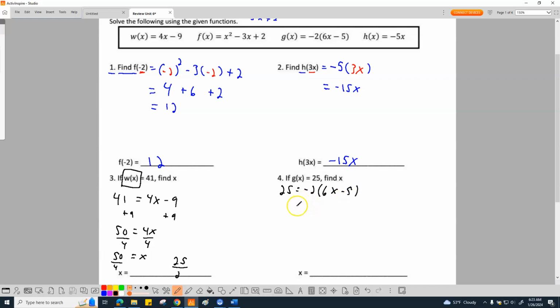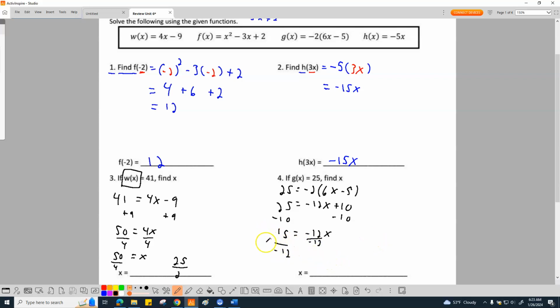The first thing I'm going to do is distribute. Negative 2 times 6 is negative 12x. Negative 2 times negative 5 is positive 10. This is just normal arithmetic at this point, y'all. I'm going to subtract my 10 over on both sides, and I have 15 equals negative 12x. That sounds good. I'm going to divide by negative 12 on both sides.